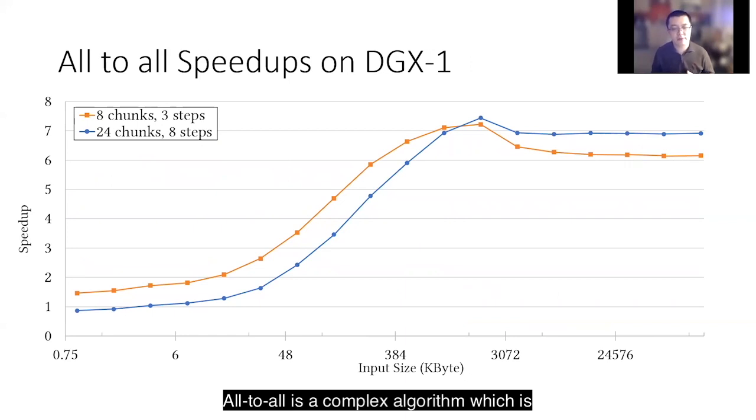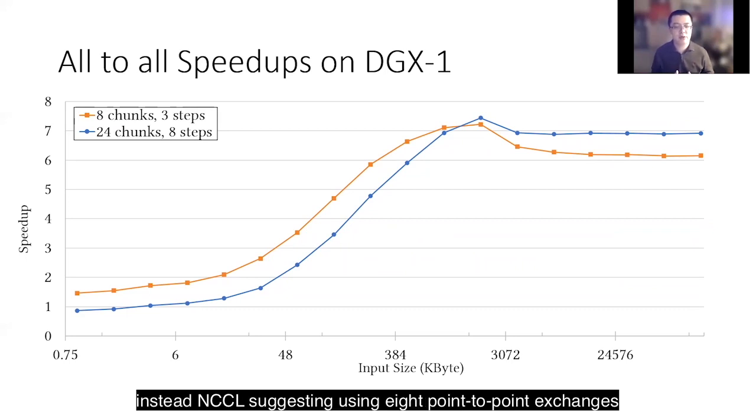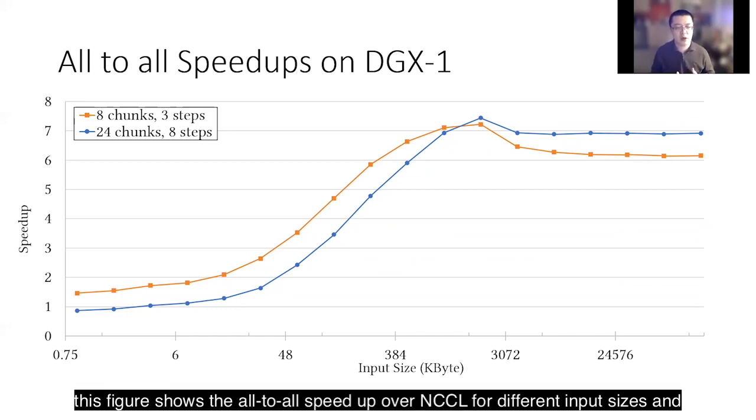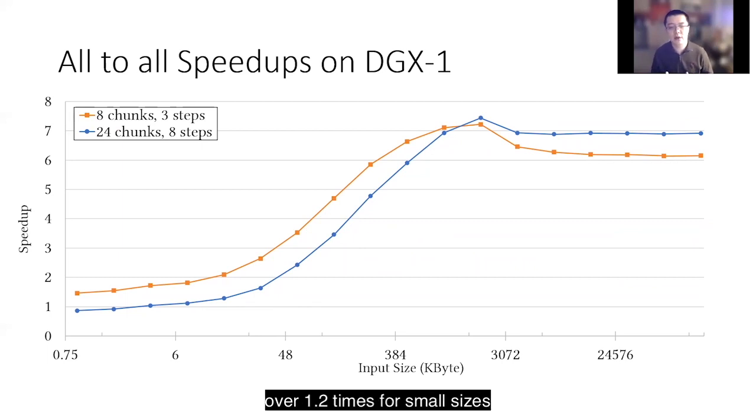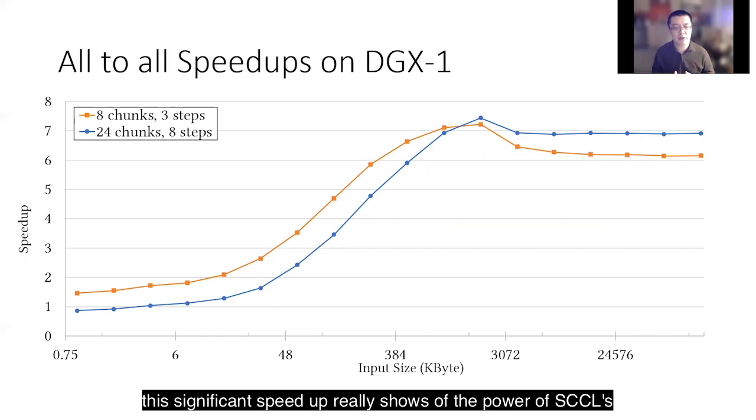All-to-all is a complex algorithm which is very difficult to write efficiently by hand. Unlike the collectives shown before, NCCL does not natively support all-to-all. Instead, NCCL suggests using 8 point-to-point exchanges, and thus the resulting algorithm is neither bandwidth nor latency optimal. This figure shows the all-to-all speedup over NCCL for different input sizes, and it demonstrates a speedup of over 6 times for large sizes and over 1.2 times for small sizes. This significant speedup really shows off the power of SCCL's automated approach to building algorithms for a specific topology.